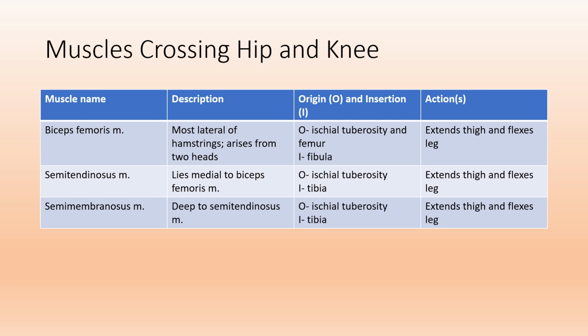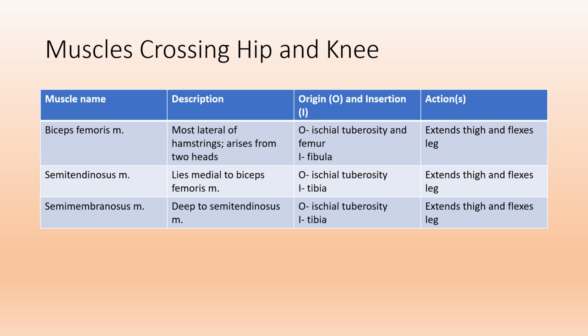The biceps femoris muscle is the most lateral of the hamstrings, and it comes from two heads, the ischial tuberosity and the femur, and inserts onto the fibula. All three hamstring muscles originate from the ischial tuberosity. That is extremely important. And lastly, the biceps femoris will extend the thigh and flex the leg. Maybe take a moment to stand up, place your hand on your posterior thigh, and demonstrate that action. See if you can feel your hamstrings contracting.